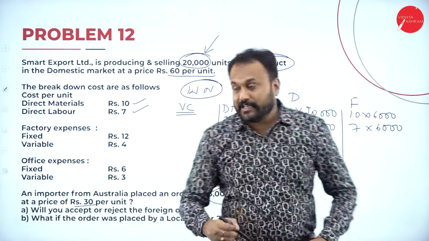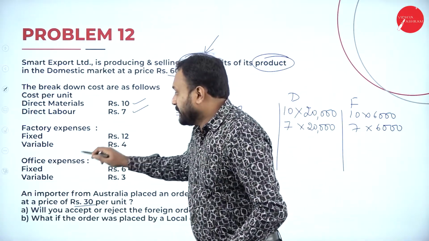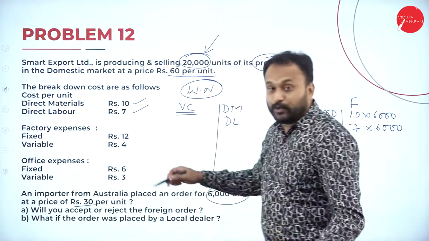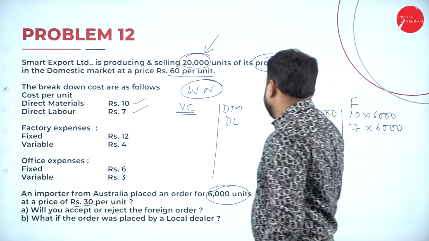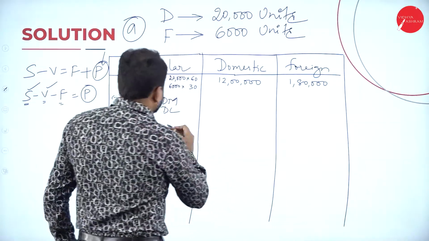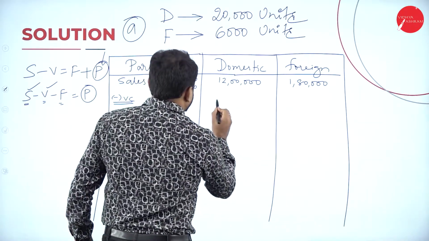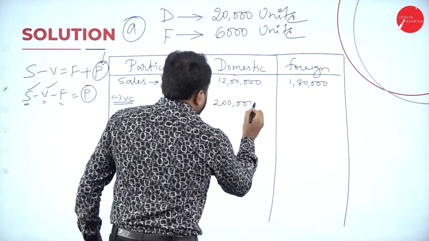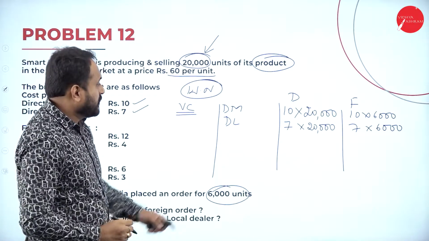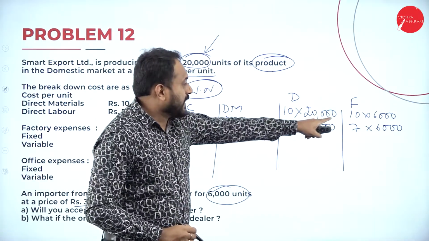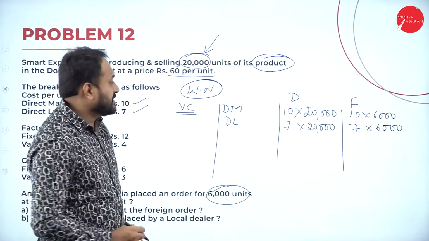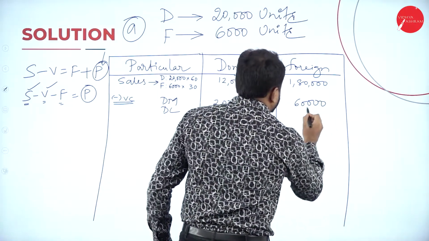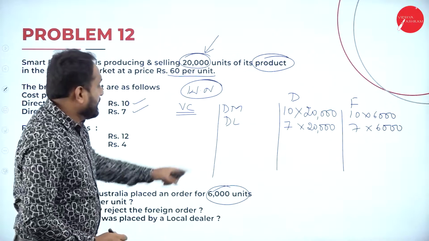Next, what exactly we have is factory expenses, office expenses. We have semi-fixed and semi-variable. We'll do it later. Now understand. 10 into 20,000. So 10 into 20,000 is how much? You have here 2 lakh. 10 into 20,000 is 2 lakh. Now 10 into 6,000 is 60,000. So we'll write here 60,000. Done. Next, direct labor.